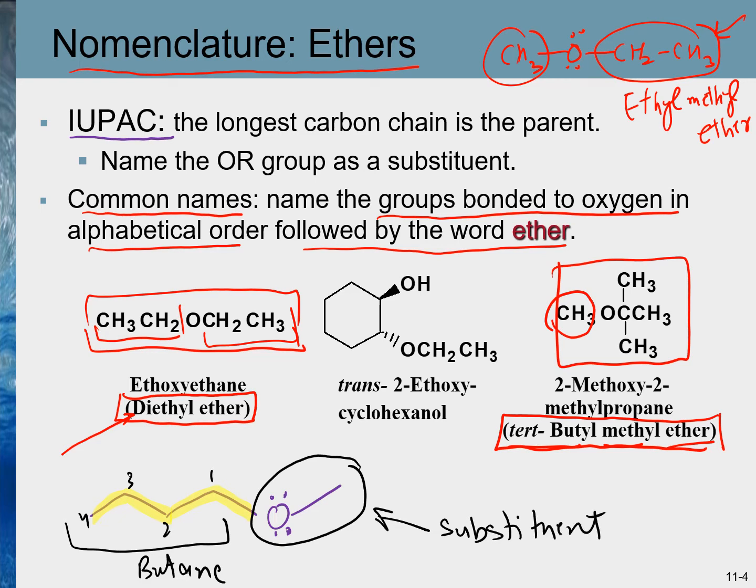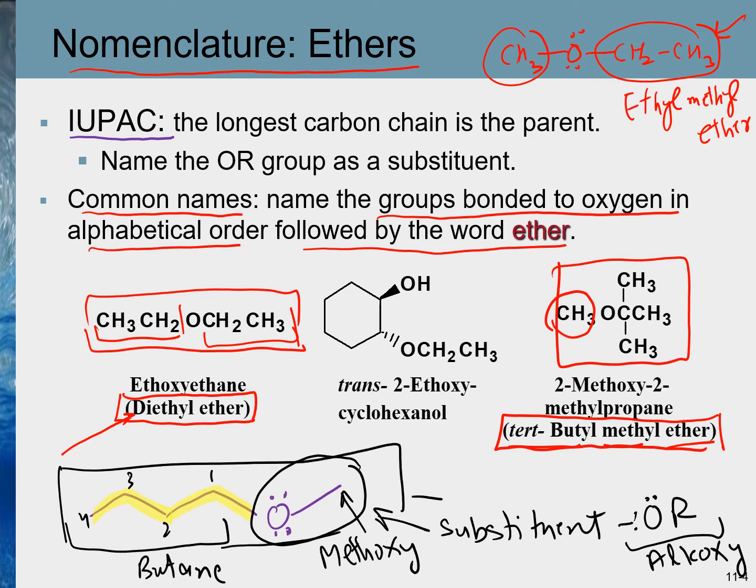So how do we name this substituent? Actually, this substituent is OR substituent, and we call this substituent alkoxy. So for example, in this case, we have only one carbon, so therefore the name of this substituent will be methoxy. So hence the name of this particular ether will be methoxybutane.